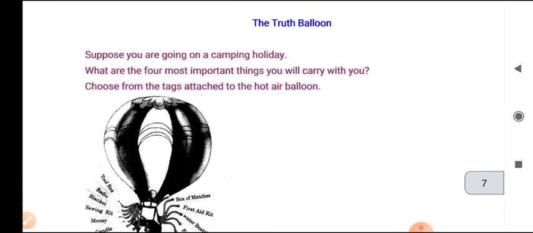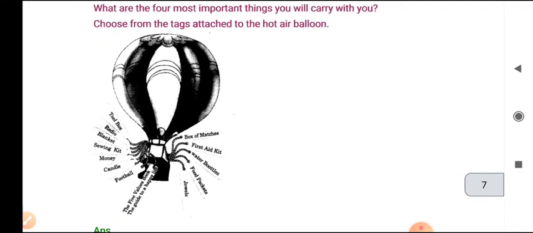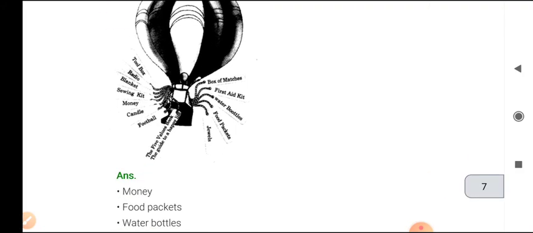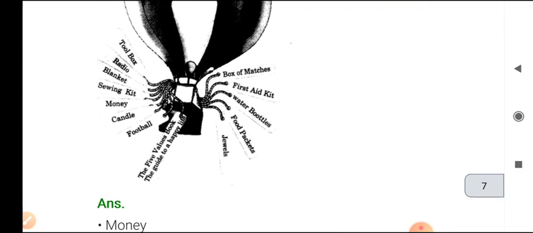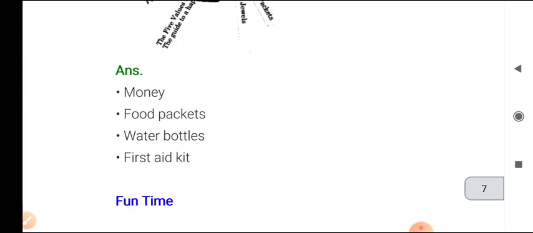The truth balloon. Let's see what it is. Suppose you are going on a camping holiday. What are the four most important things you will carry with you? Choose from the text attached to the hot air balloon. There are a lot of attachments here. Okay, let's do it: money, food packets, water bottles, first aid kits. So these are very important things.